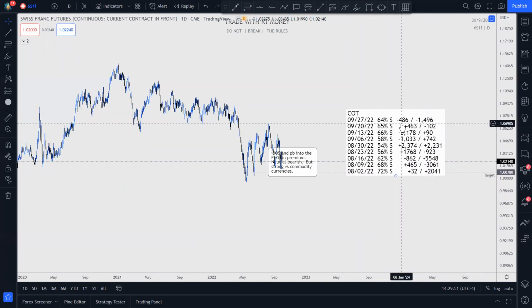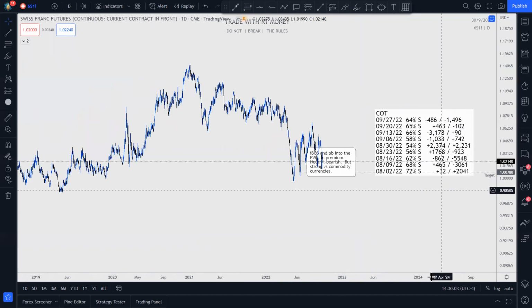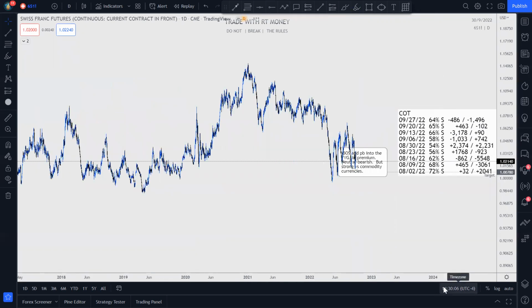Not a whole lot to report. 64% of the institutions are short in this currency. They closed 486 long positions and closed 1,496 short positions. Not a lot of info to gain out of this other than the majority remain short in that particular currency, all right, in the Swiss franc.